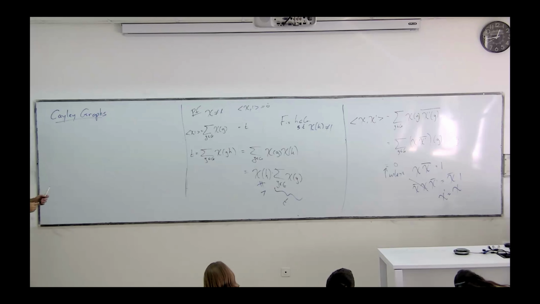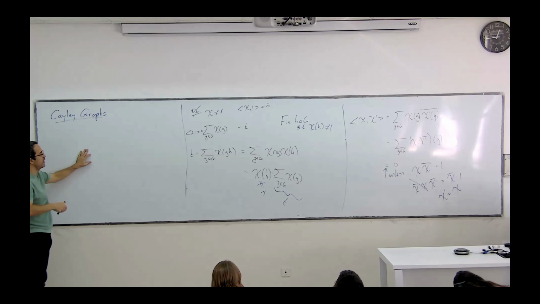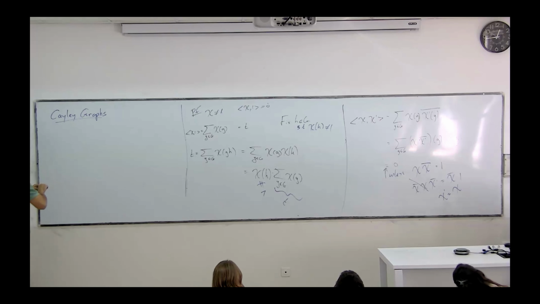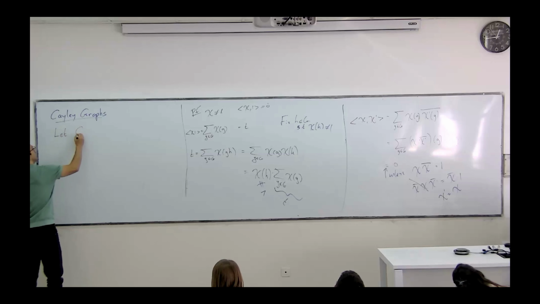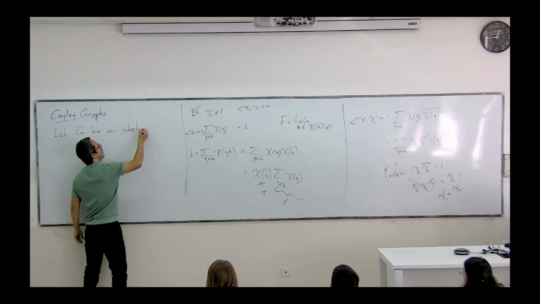What's a Cayley graph? So you give me a group. It doesn't have to be abelian, by the way. The construction of LPS that I told you about is of non-abelian groups, but we are going to do abelian. So let G be a finite abelian group.